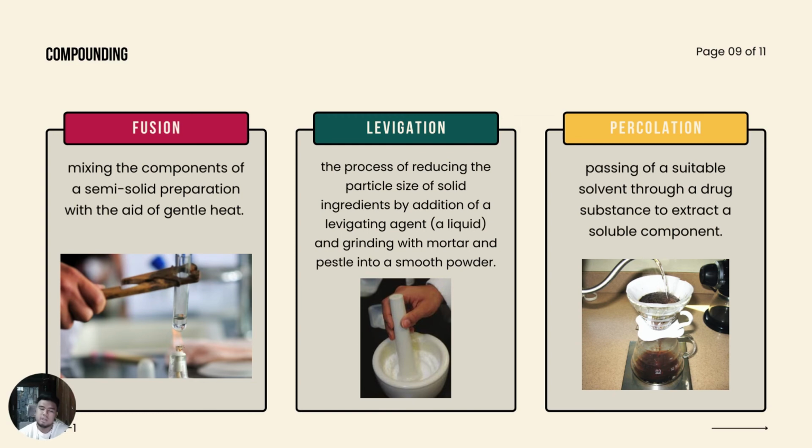Next is the percolation. It is passing of a suitable solvent through a drug substance to extract a soluble component. In the picture, I have here a picture of, I think this is a coffee, but in the laboratory, we can use this in making syrups.